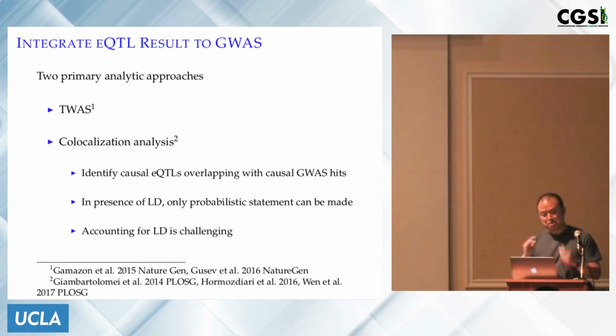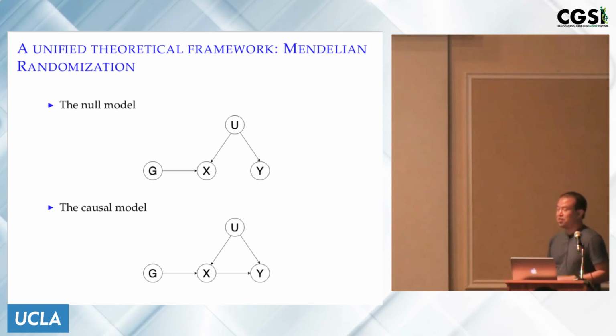I would really love to talk about this, but apparently there is no time. But how do we integrate eQTL results into GWAS? I think Bogdan did a terrific job, so I really don't need to talk about this. There's TWAS. The second point is colocalization analysis. They actually have the same sort of causal inference if you think about Mendelian randomization. There will be the null model, G will be the instrument, X will be the expression, and Y would be the complex trait.